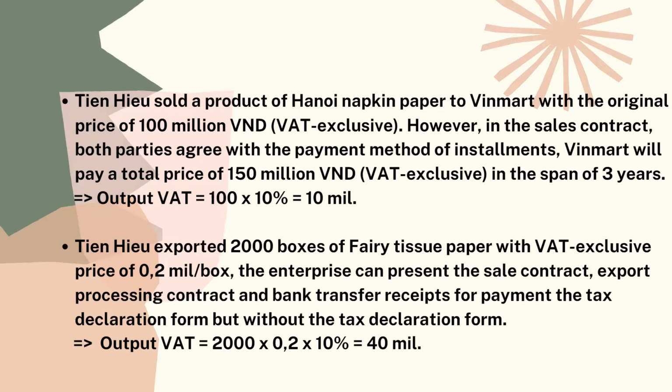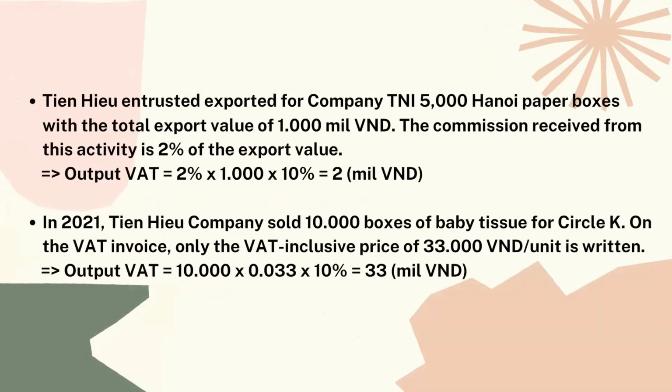And the fourth, Tiền Hiếu entrusted export for company TNI with 5,000 handle paper boxes with the total export value of 1,000 million VND. The commission received from this activity is 2% of the export value. In here, output VAT will equal 2 million VND.